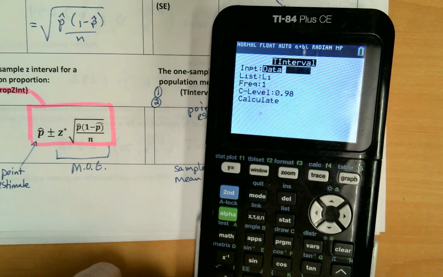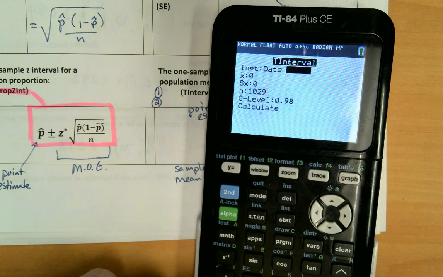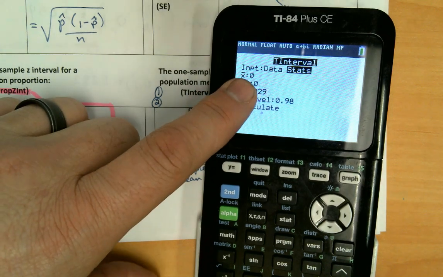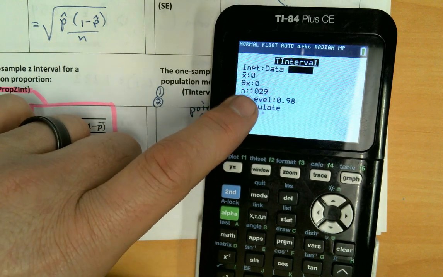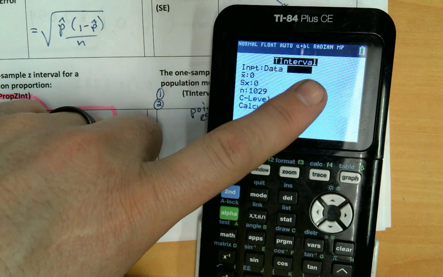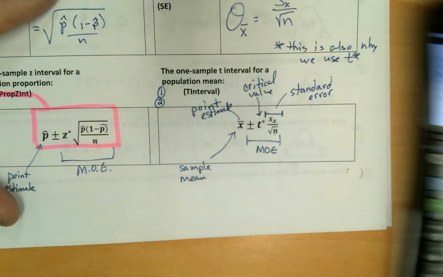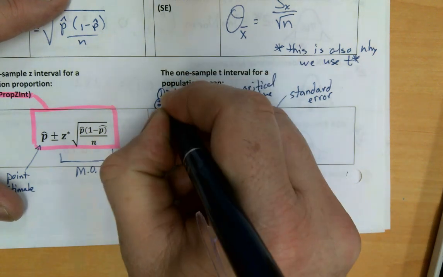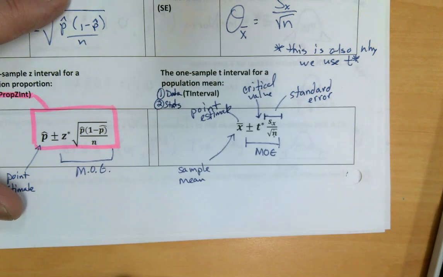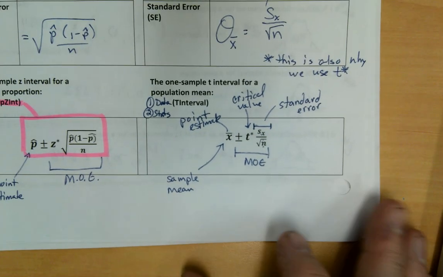So if you go over and hit enter on statistics, you'll notice that what it asks you for changes. Now it's asking you for the mean, the standard deviation, and the sample size. You need to know the difference between data and statistics, and we'll look at a couple of examples with that. So when you do t-interval, you've got to know, are we working with data or are we working with statistics? No, I will not answer that question for you on the test.